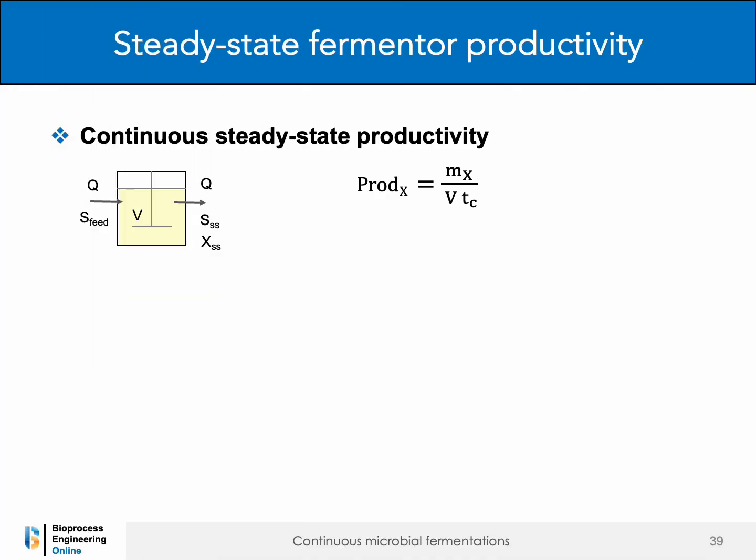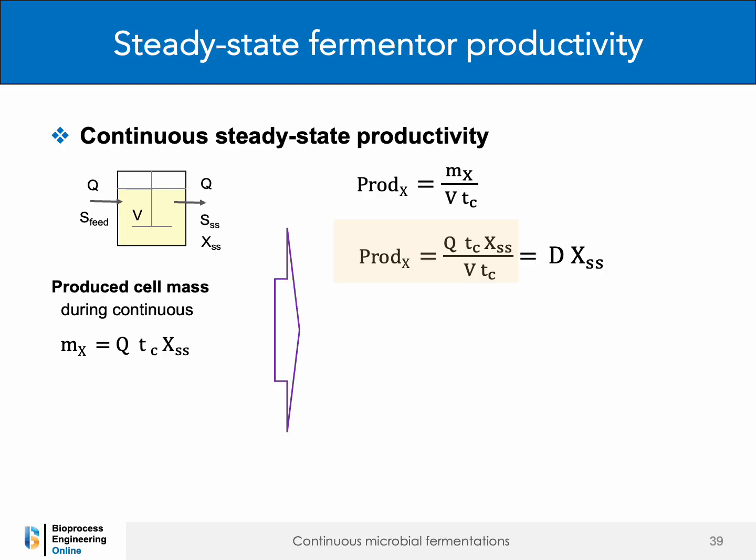How to calculate the fermenter productivity for the continuous fermentation operated at steady state? During a continuous steady-state operation time Tc, the mass of produced cells Mx is equal to the product of the outlet flow rate Q, the operation time Tc, and the steady-state biomass concentration XSS. The steady-state biomass productivity is thus calculated as prod x equals Q Tc XSS divided by V Tc, which simplifies to prod x equals D XSS.